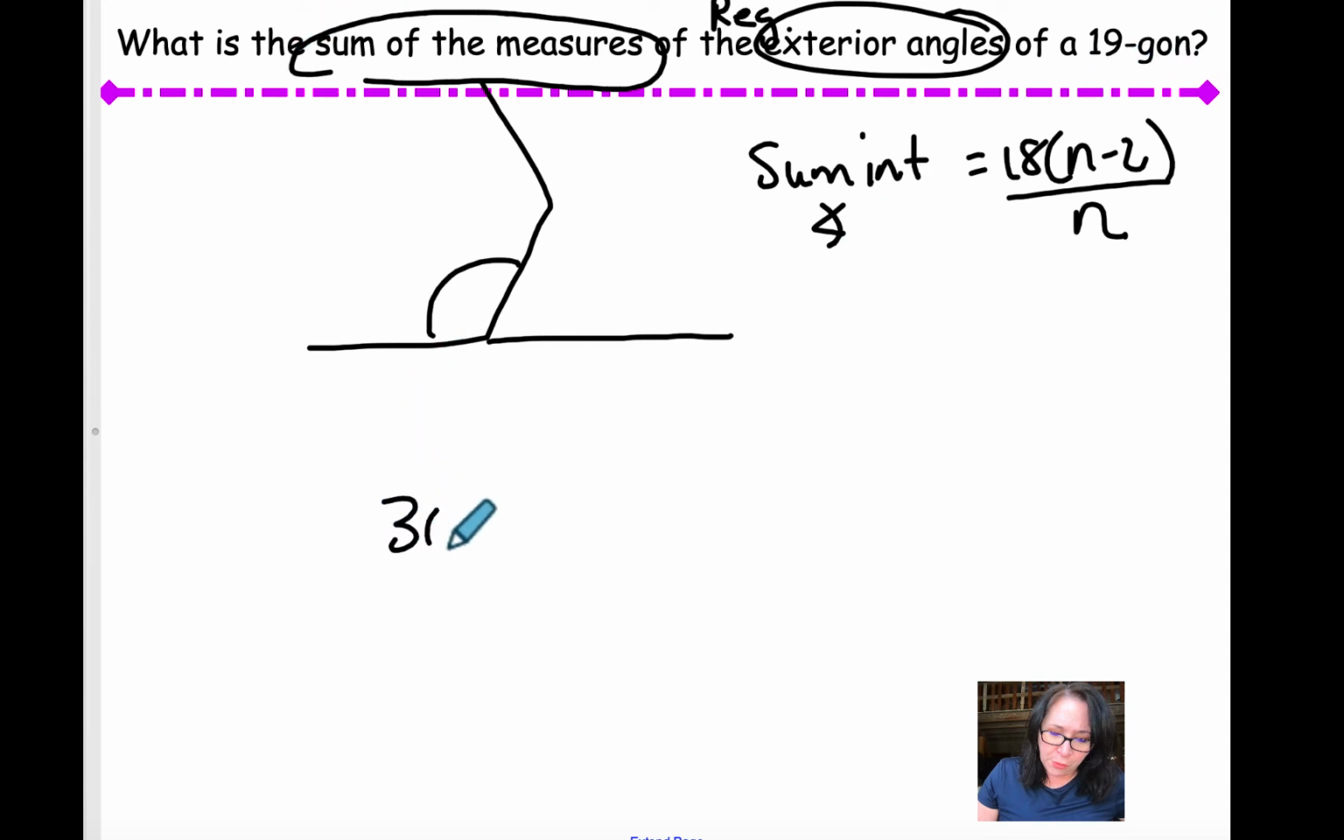They're asking me simply the sum of the measures of the exterior angles of a 19-gon. The sum of the measures is 360 degrees for any polygon. It doesn't even have to be regular. So what they're saying is this angle right here plus this angle here plus, and if you just keep adding all the outside angles, that's going to add up to be 360.